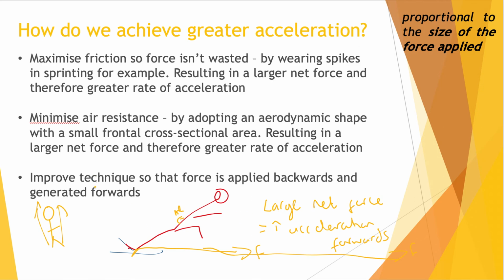Of course, finally, a player could improve on their technique. So a sprinter can improve their technique to make sure that the force that they're applying is generated horizontally rather than out to the side. And often, at school we'll work on sprint technique, making sure the arms are going forwards and backwards rather than elbows out to the side, so that all that force is being generated forwards rather than wasted sideways.